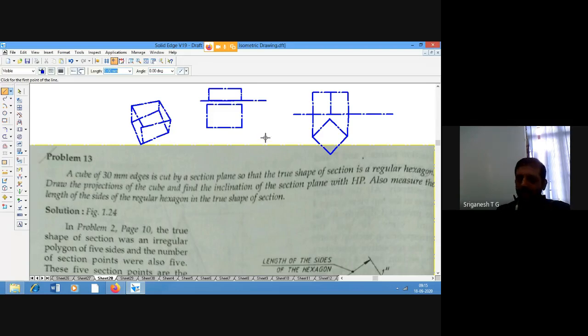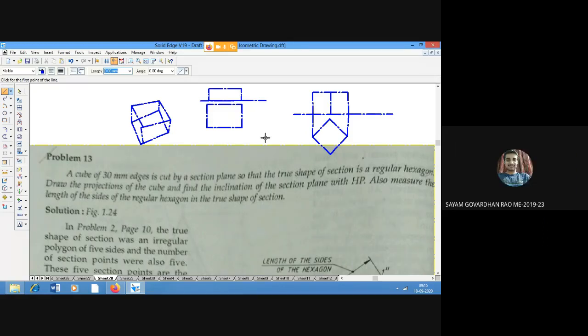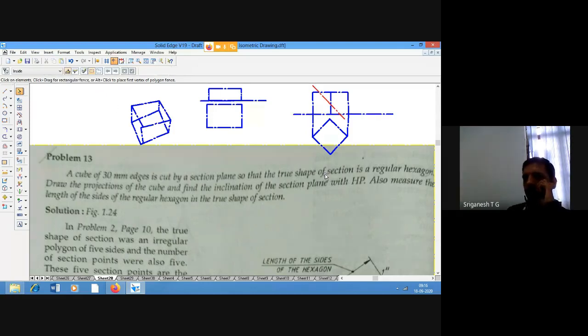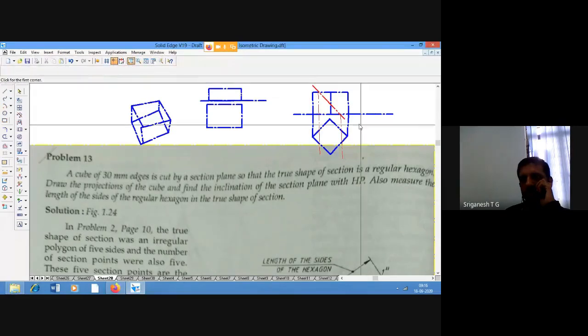Now, for a hexagon, how many corners are there? Six. Okay. Now, look at this. Say, for example, I will cut the hexagon in this particular manner, in a different color. That means, now let me draw the projections. Okay, now I'll just zoom in on only this portion.